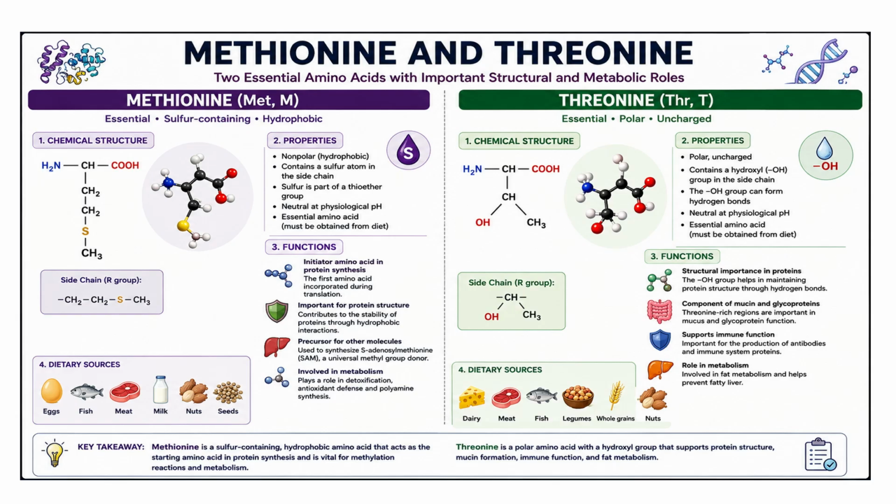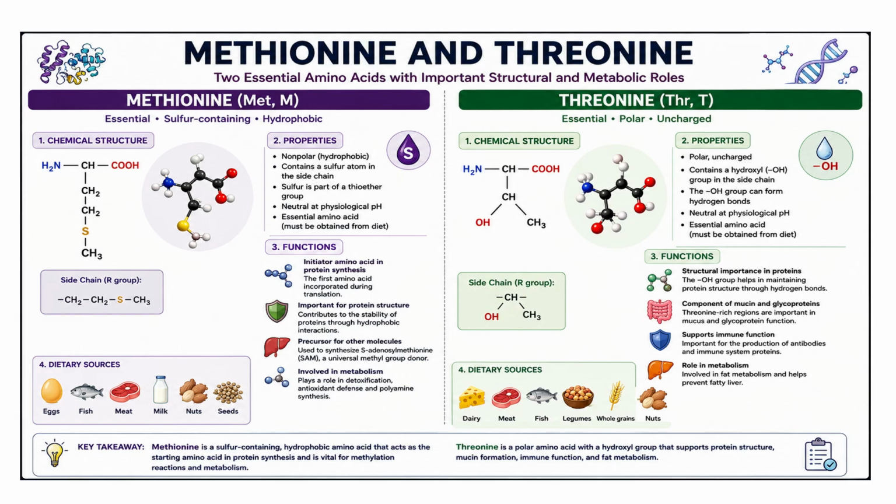Methionine is important in protein synthesis because AUG is the usual start codon, specifying methionine when translation begins in eukaryotic cells. Methionine is also converted to S-adenosylmethionine, SAM, an important methyl group donor involved in many metabolic reactions. Through the transsulfuration pathway, methionine also contributes to the synthesis of cysteine and other sulfur-containing compounds.